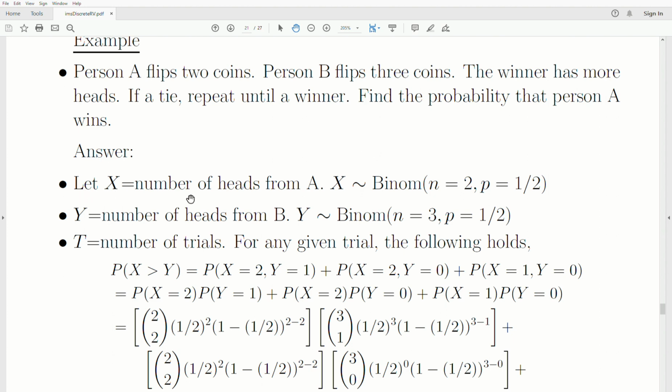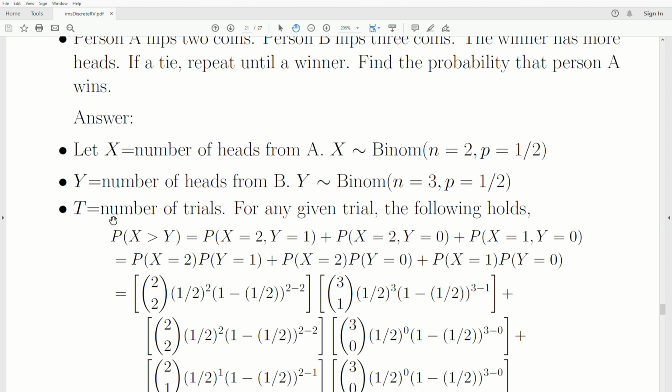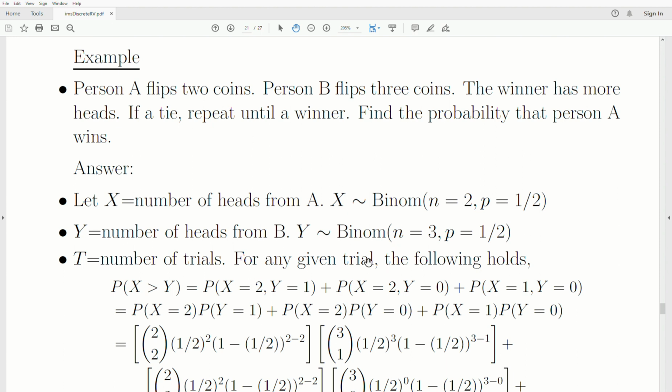So we're going to let X equal the number of heads from A. And X is a binomial random variable with N equal 2 and P equal 1/2. Let Y equal the number of heads from B. And Y would be a binomial random variable with N equal 3, right? We're flipping 3 coins, with P equal 1/2. Now let's let T equal the number of trials. So if we flip at 1, A and B flip their coins, that's trial, or T equal 1. If it's a tie, we go to T equal 2. If it's a tie again, we go to T equal 3.